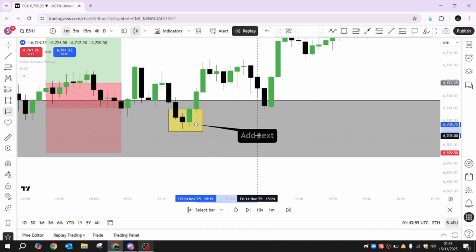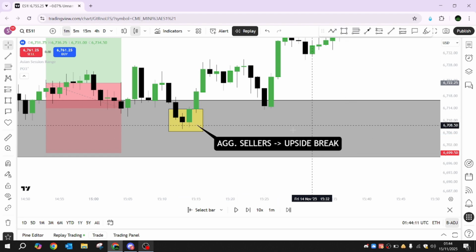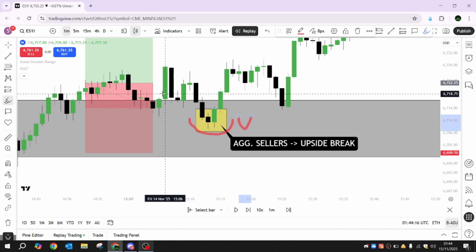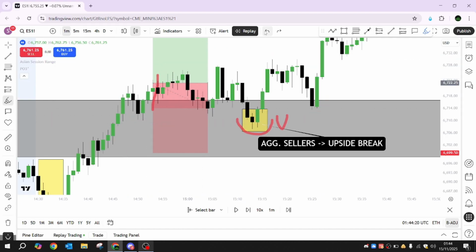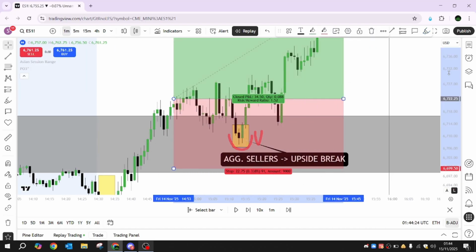It's the opposite of what happened on Thursday. Here we see aggressive sellers, and we see a break to the upside. So I'm just going to write here, upside break. Aggressive sellers with an upside break, that's what kept me in the trade. I was happy to ride this trade, even though the price action itself was quite difficult. I didn't like sitting in that price action. It was a little bit weird, but the confirmation came from the order flow.